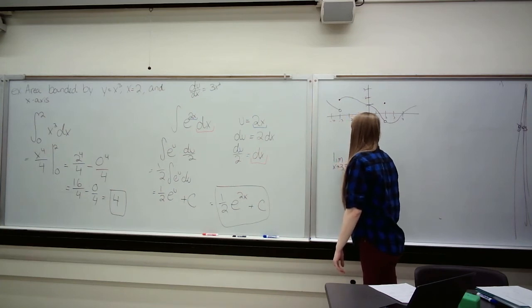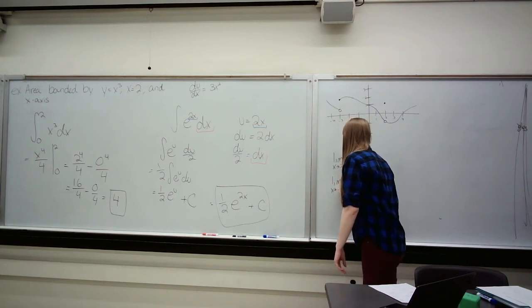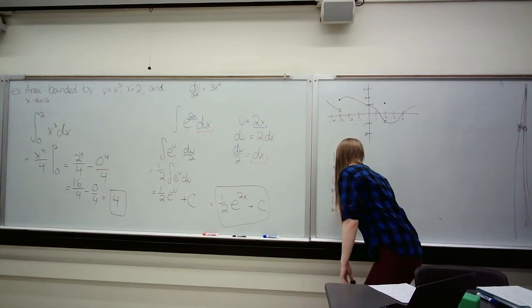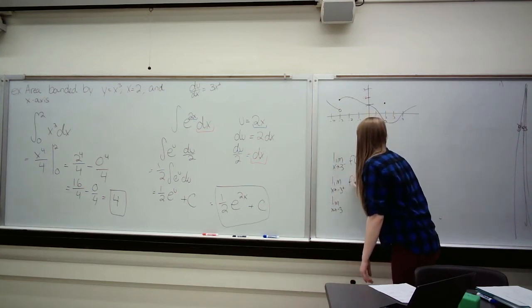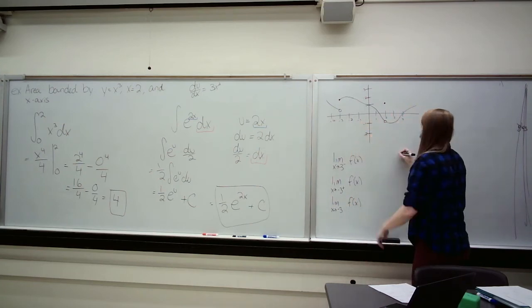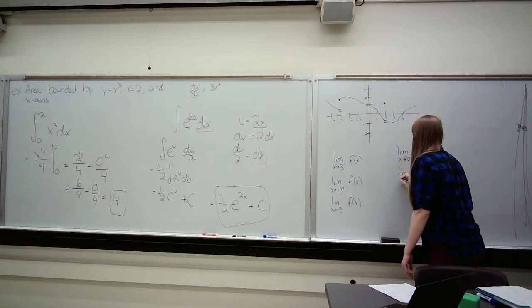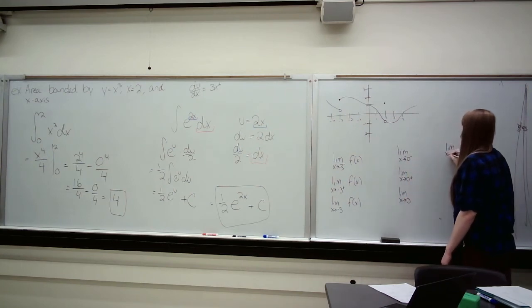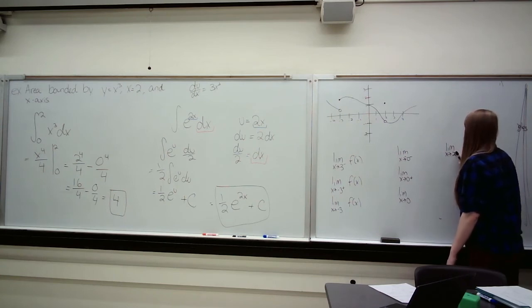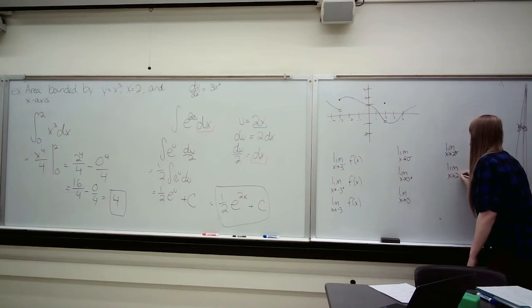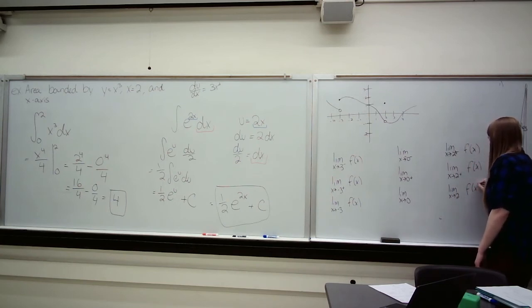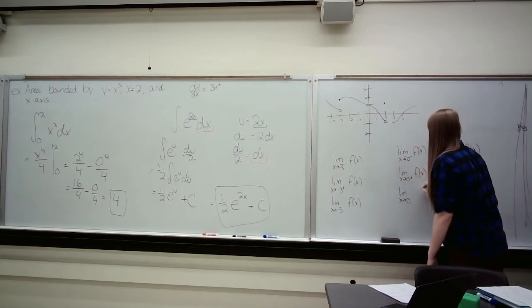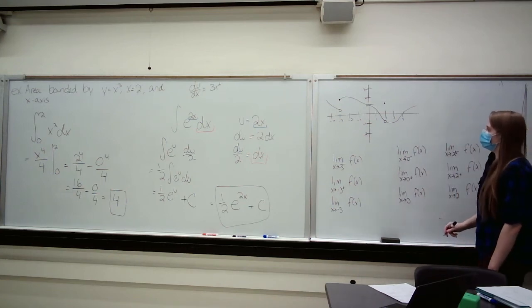So let's look at the limit as x approaches negative 3 from the left, the limit as x approaches negative 3 from the right, and the limit as x approaches negative 3. Let's do this for each: the limit as x approaches 0 from the left, from the right, and the limit as x approaches 0. Then x approaches 2 from the left, x approaches 2 from the right, and the limit as x approaches 2.